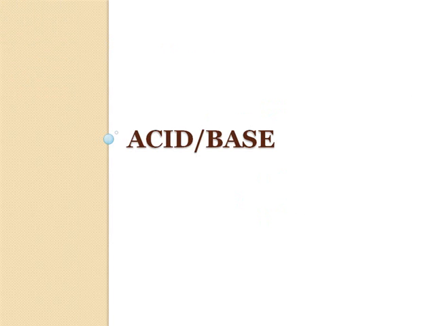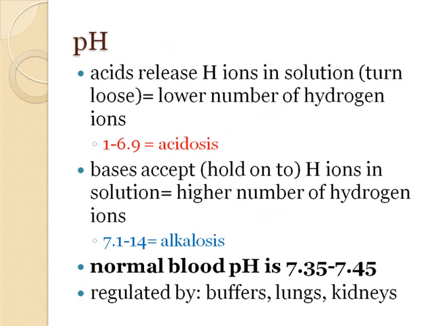Next, we're going to talk about acid-base imbalance. First of all, let's define what pH is. pH is actually the partial pressure of hydrogen ions in the body. When we're talking about pH, we're referring to a 1 to 14 scale, with 1 being very acidic and 14 being very alkalotic or basic. 7 is considered a neutral pH.